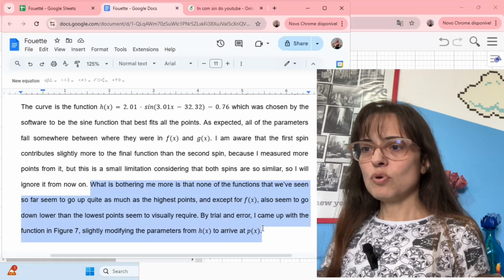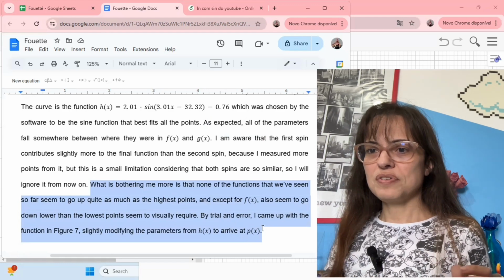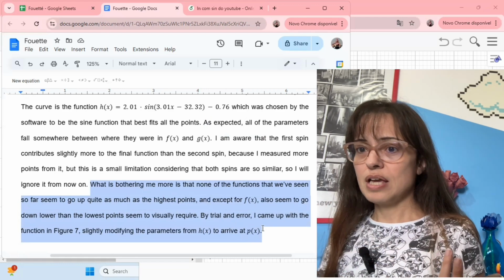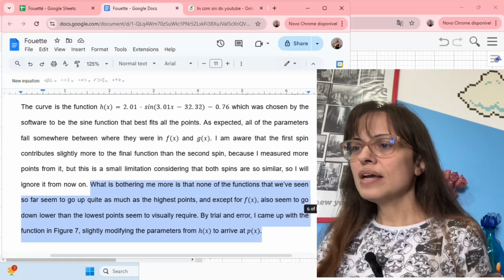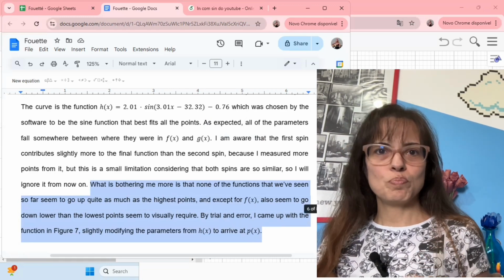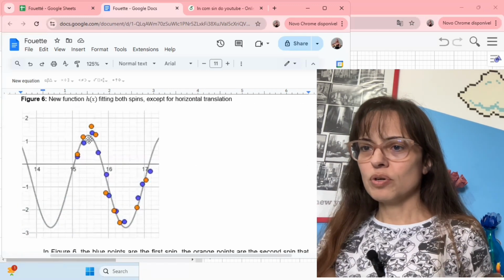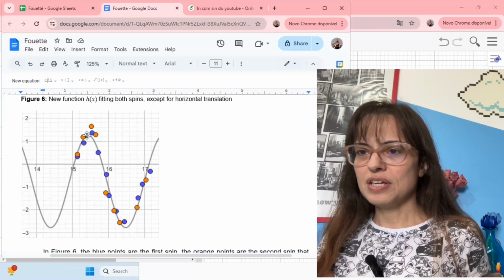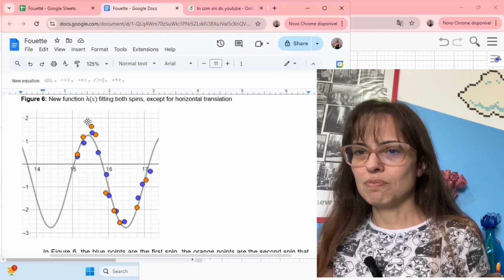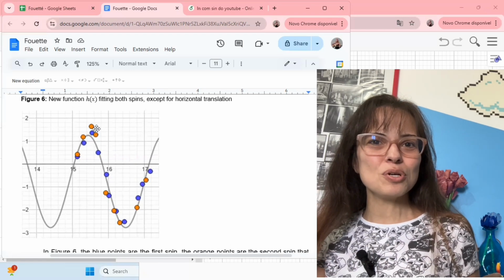But what's bothering me more is that none of the functions that we've seen so far, that's f, g, and h, seem to go up quite as much as the highest points. And this is what I'm talking about. The software is fitting curves that don't go quite as high as I wanted them to.